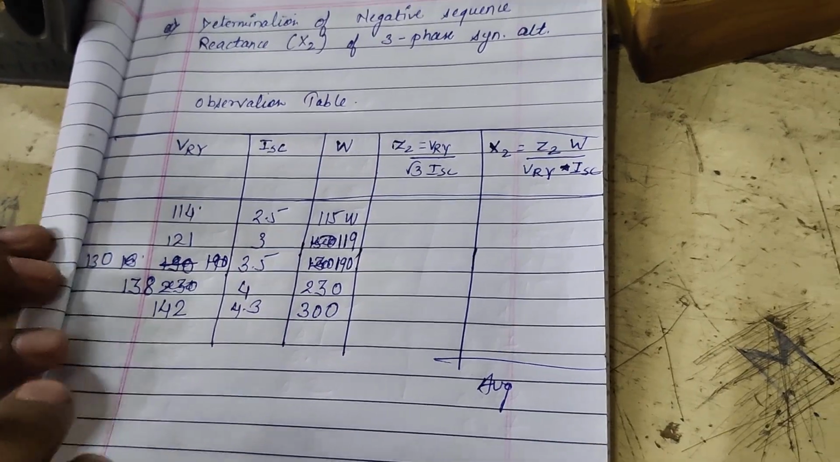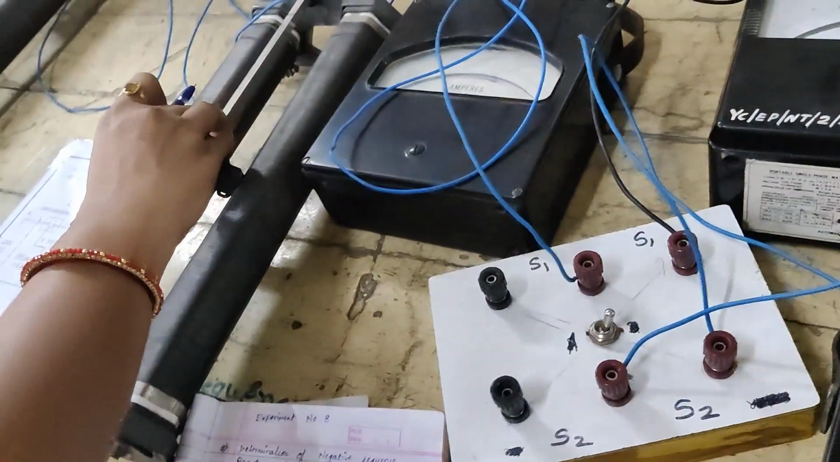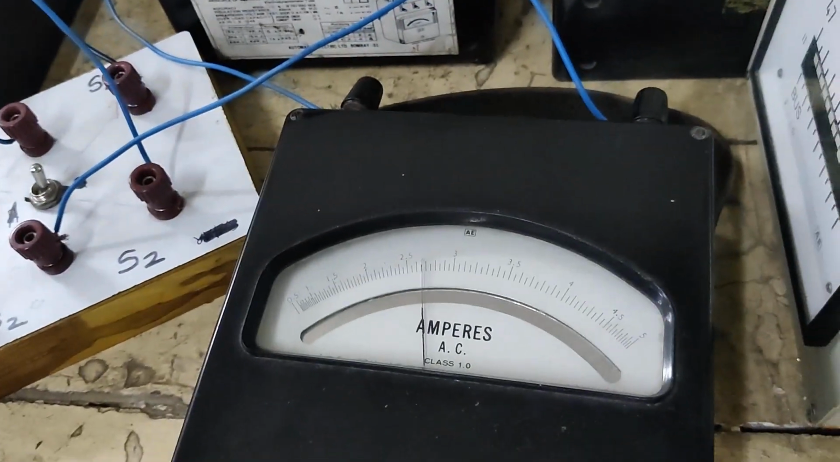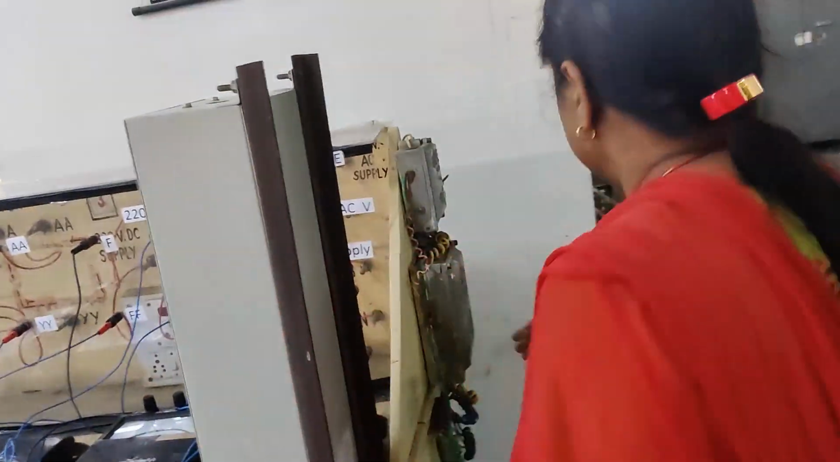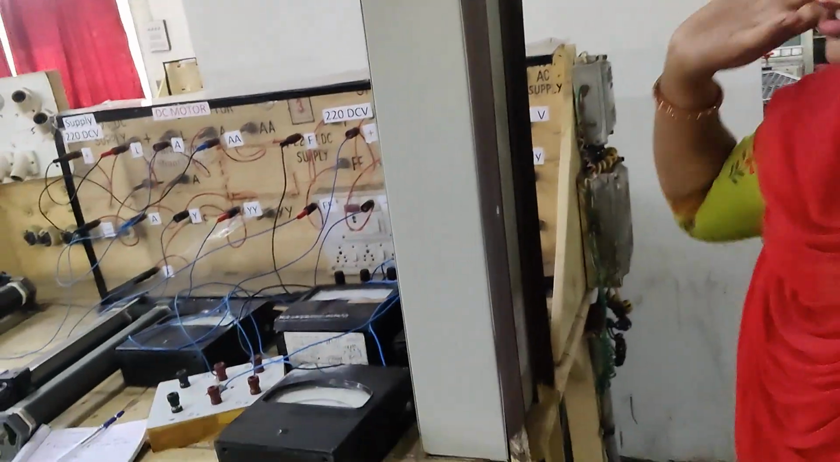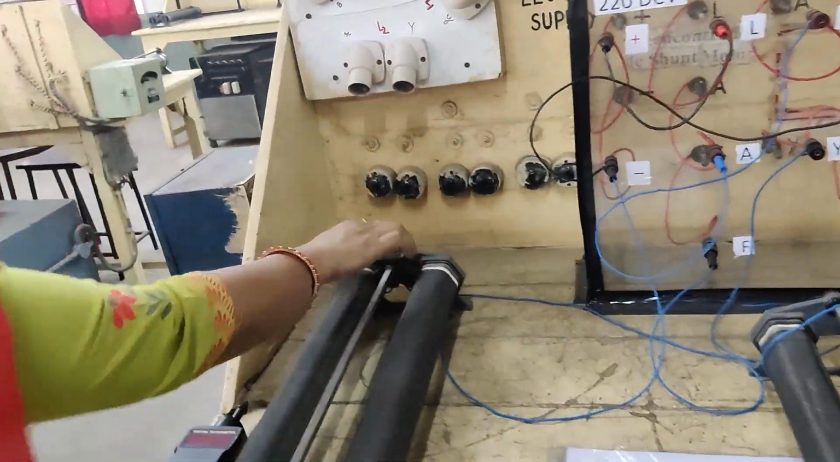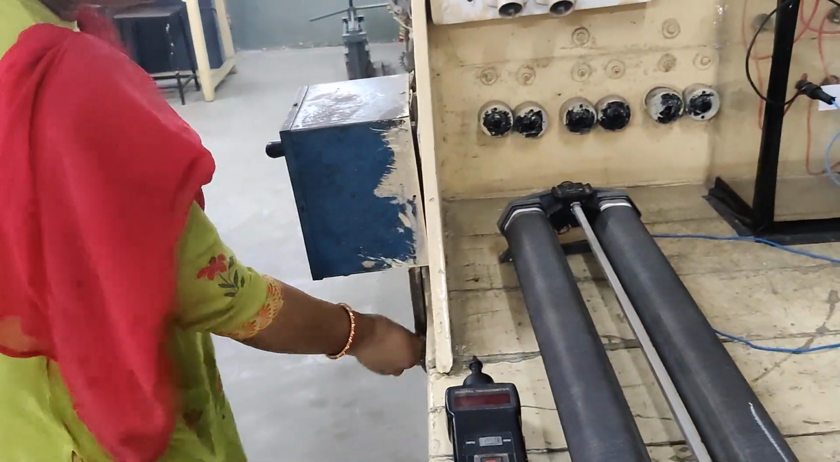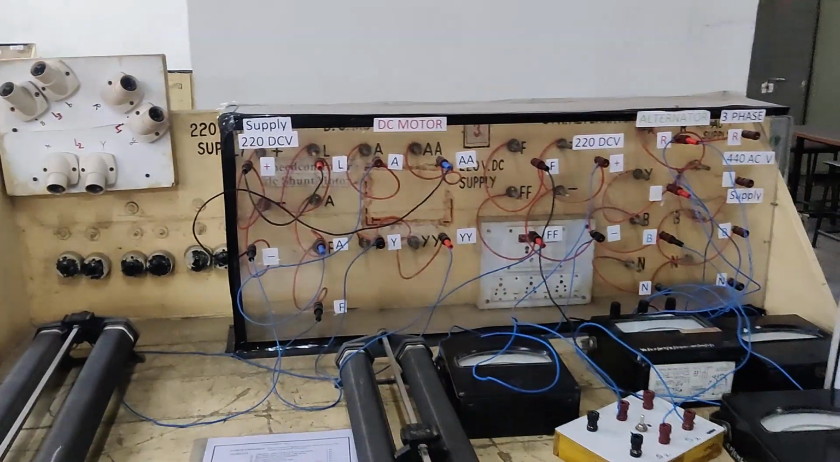Now we'll switch off the machine. We'll bring it to maximum position. Switch off the switch. Switch off the DC supply of the alternator. Bring the rheostat of the DC motor to minimum position and switch off the DC supply. Okay, that's all with the experiment.